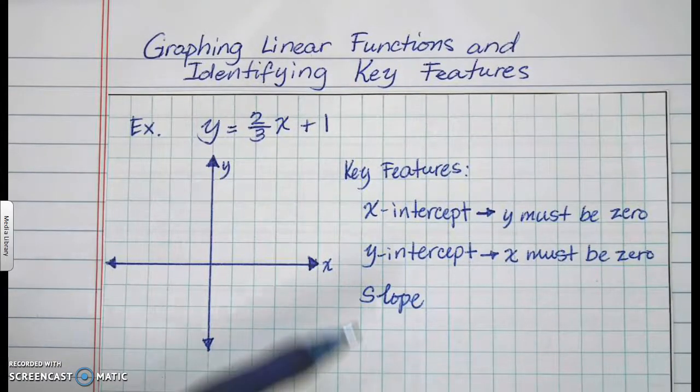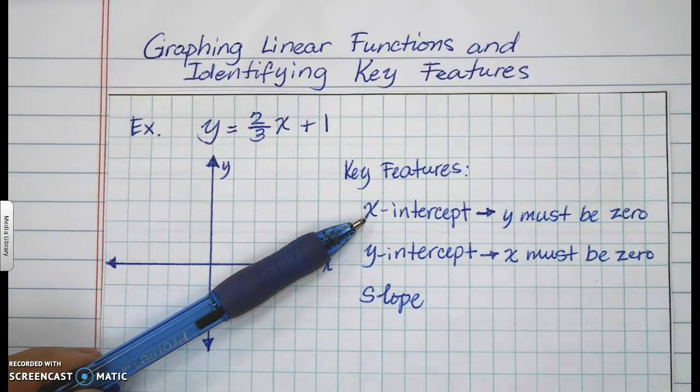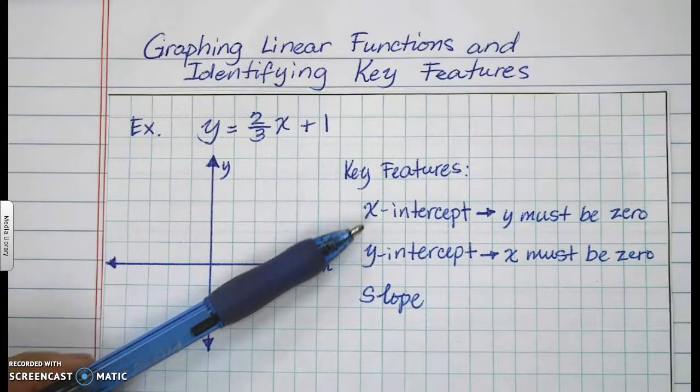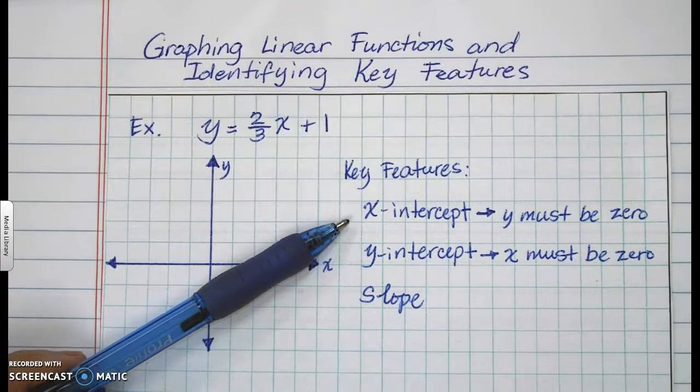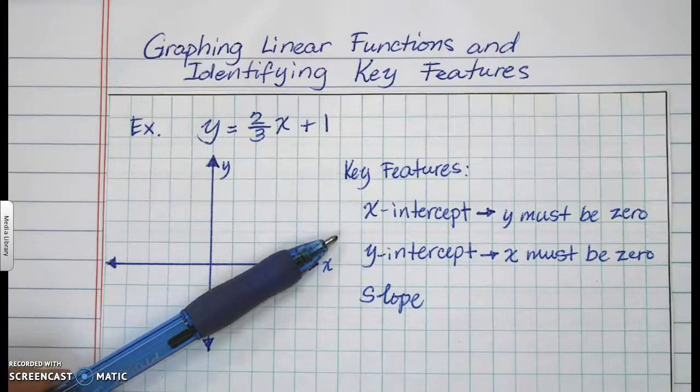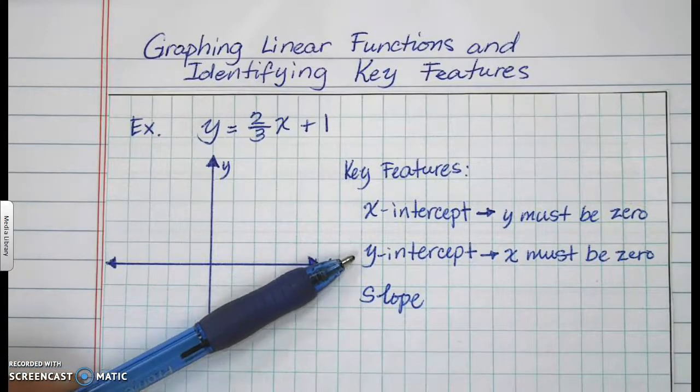Please remember that for the x-intercept, you would know that it's the x-intercept if the y value is 0. For the y-intercept, you will know it's the y-intercept if the x value is 0. Also understand, the x-intercept is a point that must be found on the x-axis. The y-intercept is a point that's going to be found on the y-axis.